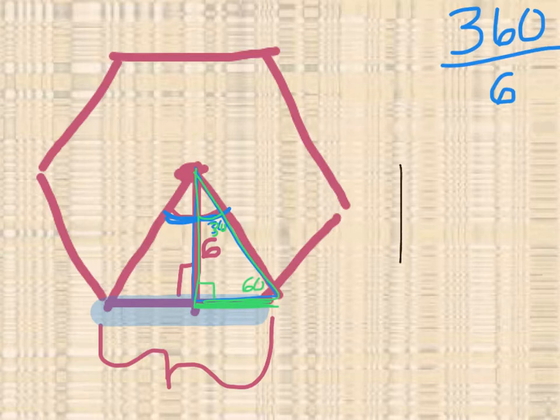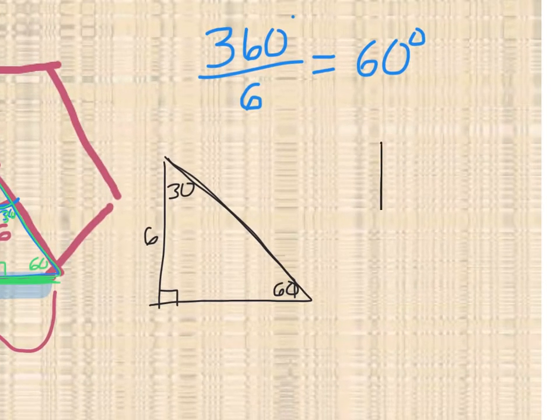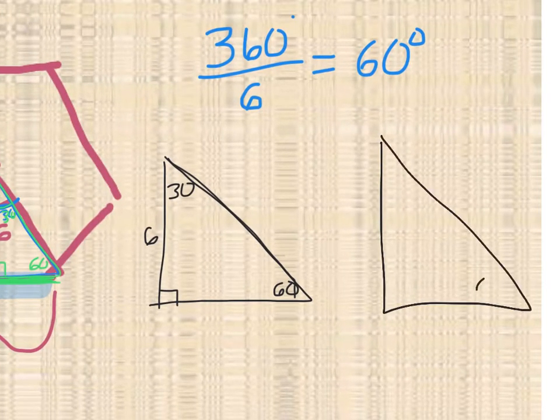I'm going to redraw the triangle that we're looking at over here just so we can look at it a little bit bigger. So this angle down here is 60, this is 30, and this length is 6. So we know our special right triangle. If this is 60, this is 30, and this is 90, across from 30 is our x, across from 60 is our x square root 3, and across from 90 is our 2x.